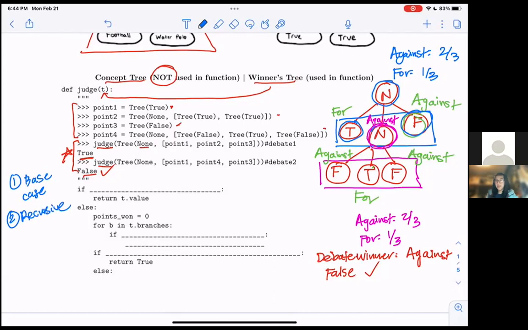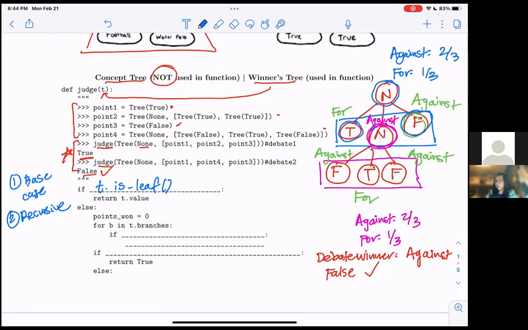So the base case in this case would be if T is a leaf, right? Because if T is a leaf, we know exactly who won. So we can write that in this first blank. So if T dot is leaf. And indeed, the skeleton code matches this intuition here, where we return the value at that leaf.